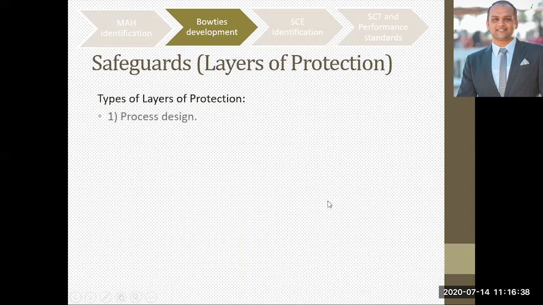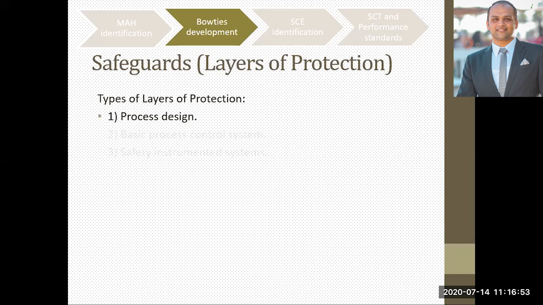Types of layers of protection, or types of safeguards, or types of barriers. The process design is the first barrier you have. If you are designing whatever equipment you are using according to the design pressure and temperature and all of the aspects, then the process design would be your first barrier.